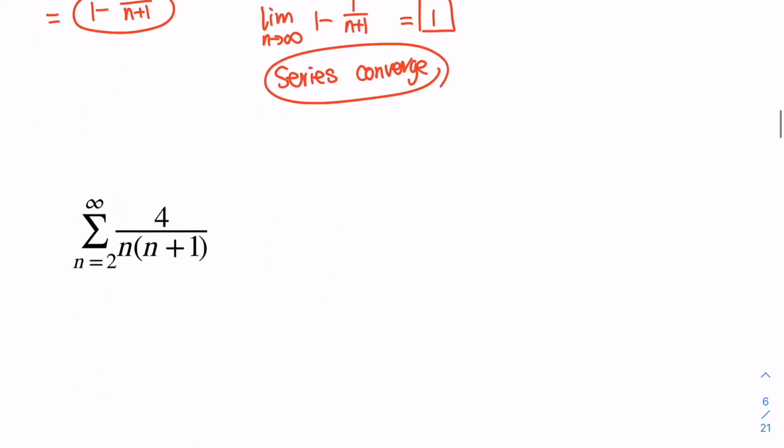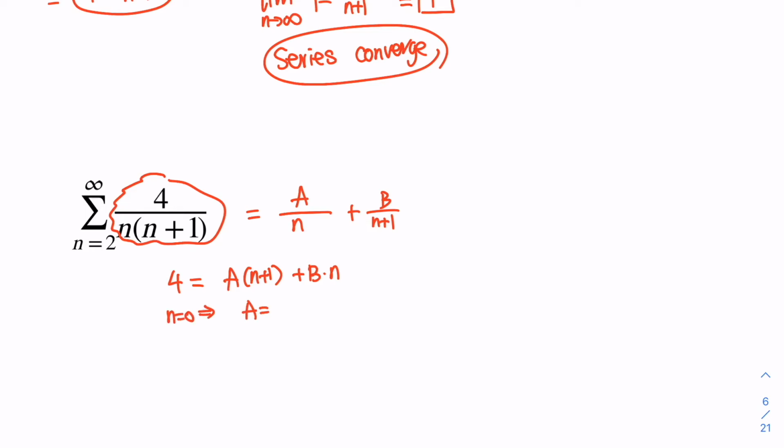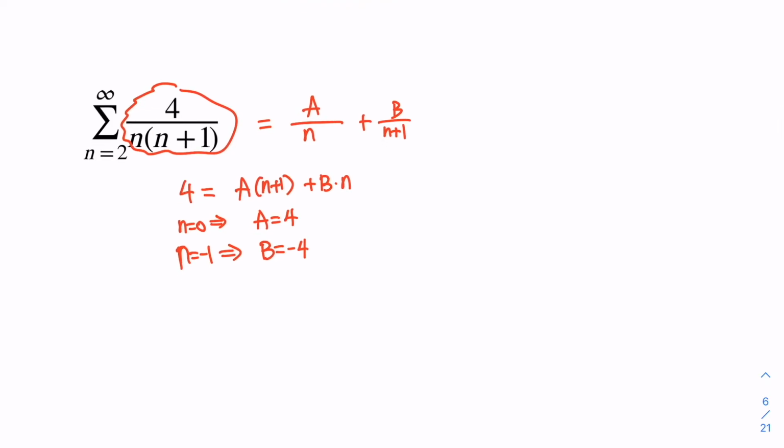Similarly, if you have some problem like this, when you see a fraction like this, we can use partial fractions to write this as a over n plus b over n plus 1. Now 4 equals a times n plus 1 plus b times n. We just solve for a and b. We plug in n equals 0, we get a equals 4, and n equals -1 gives us b equals -4. So the sigma will be, n goes from 2 to infinity, 4 over n minus 4 over n plus 1.